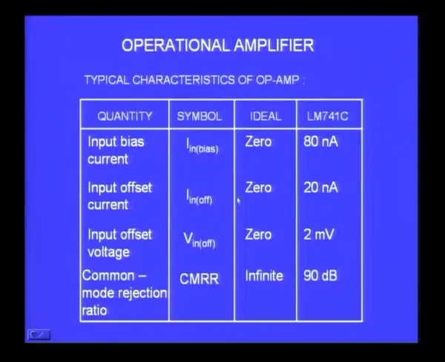There are other parameters like input bias current, input offset current, input offset voltage, etc. We will discuss some of these in detail at a later stage. If you look at the ideal situation, they will either be 0 or infinity depending upon the characteristic, whereas in a typical case these are some magnitudes: 80 nanoamperes for example for input bias current, input offset current about 20 nanoamperes, input offset voltage around 2 millivolts. Common mode rejection ratio is expressed in decibels, which we have already seen, and is around 90 dB. 80 dB is 10 to the power 4, so it is about 10,000 times or more at 90 dB.